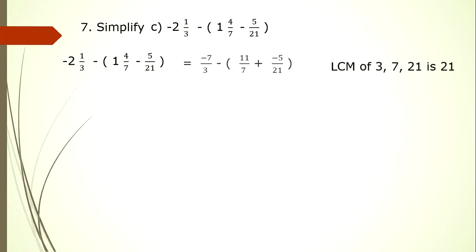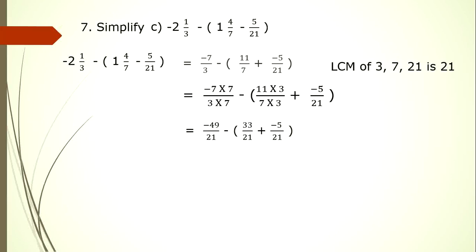So LCM of 3, 7 and 21 is 21. So minus 7 by 3 multiplied with 7 in numerator and denominator, 11 by 7 into 3 on numerator and denominator, minus 5 by 21 as it is. So we get minus 49 by 21, minus 33 by 21 plus minus 5 by 21, where we get minus 49 minus 33 minus 5 by 21, which gives us minus 49 minus 28 by 21, which gives us minus 77 by 21. Hope you all understood. Let us go to the next question.